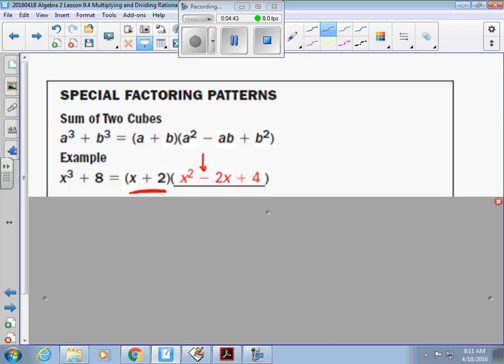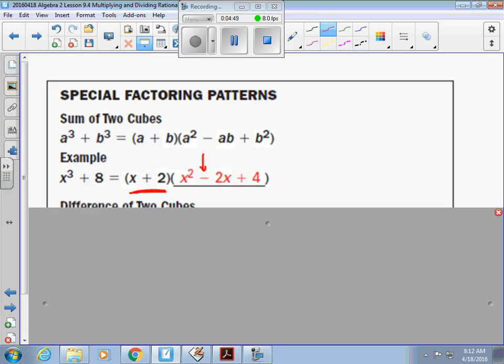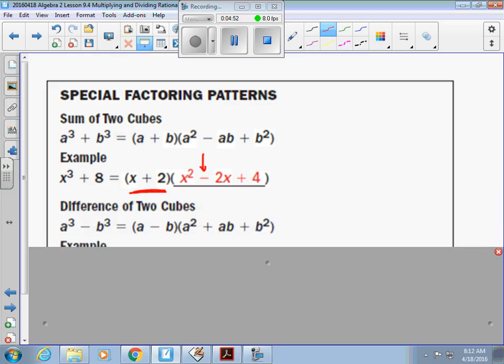Again, let's look at the exact same thing with subtraction, and you'll see that when it's subtraction, everything's just flipped, but it's the same pattern. The difference of two cubes, a cubed minus b cubed. Again, that first binomial is going to be a minus b, the same sign. Then the sign in front of b, this one right here, is going to be the opposite. It was minus between a cubed and b cubed.